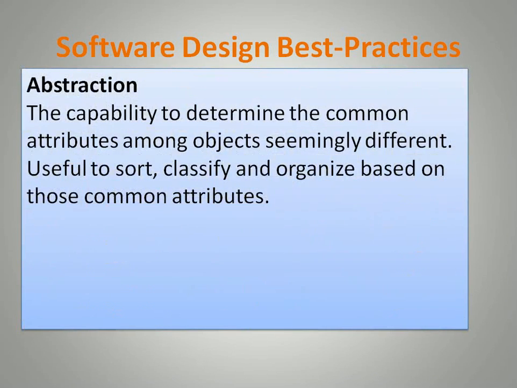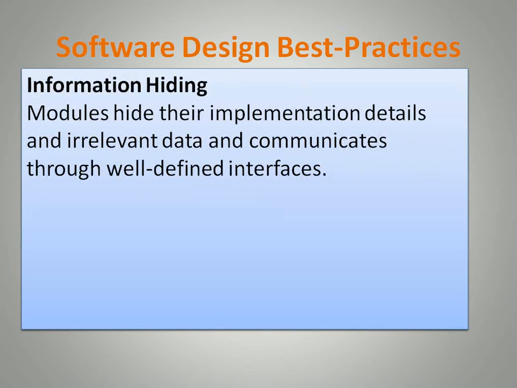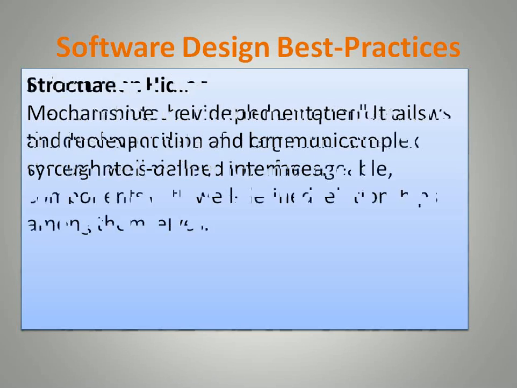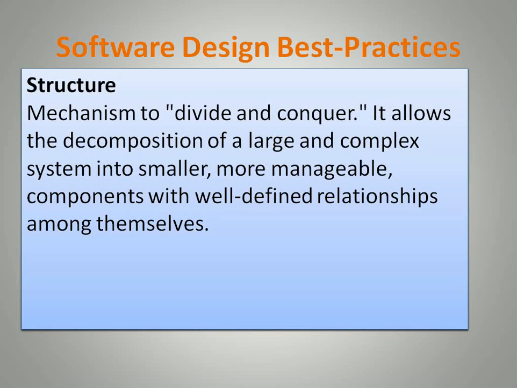Abstraction is the capability to determine the common attributes among objects seemingly different. Useful to sort, classify, and organize based on those common attributes. Information hiding refers to the fact that modules hide their implementation details and irrelevant data and communicate through well-defined interfaces. Structure is the mechanism to divide and conquer. It allows the decomposition of a large and complex system into smaller, more manageable components with well-defined relationships among themselves.